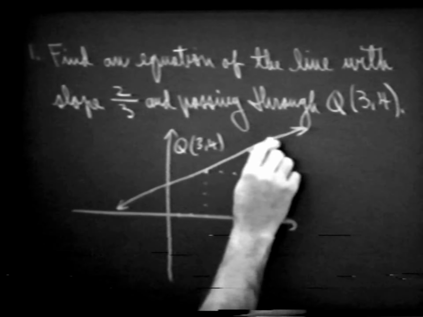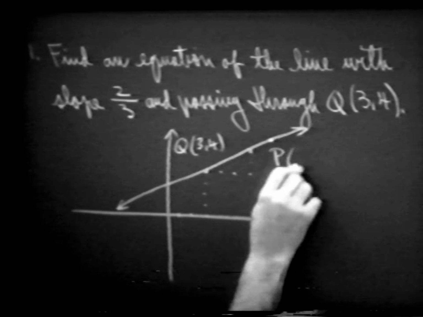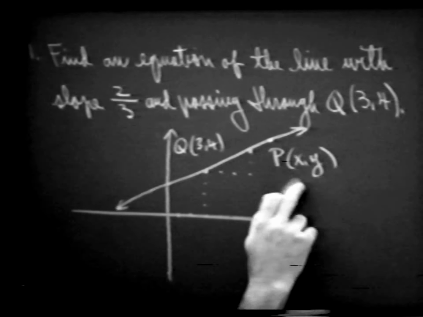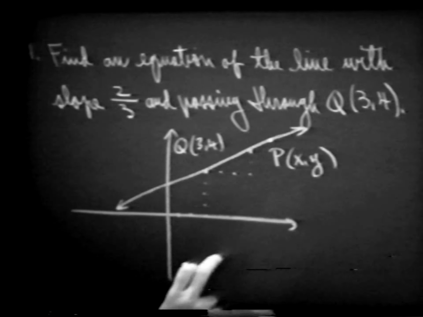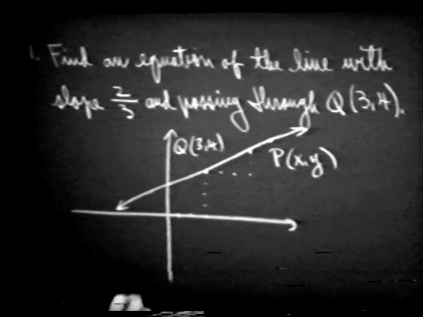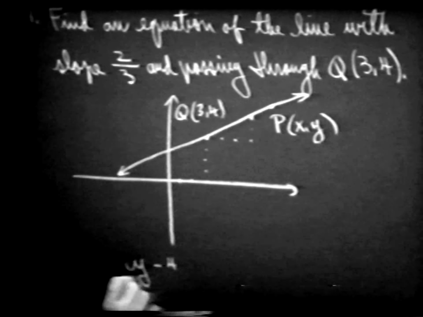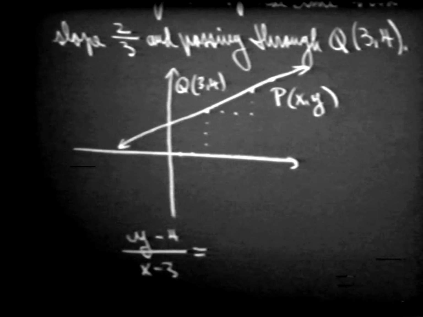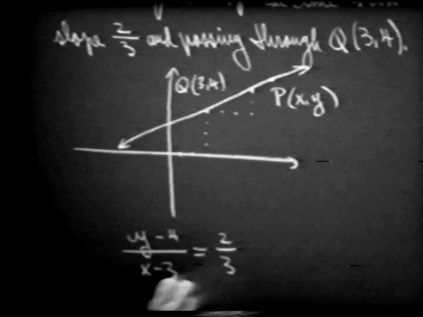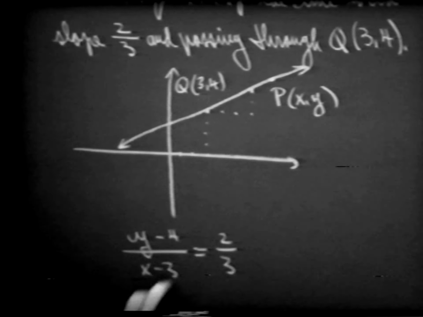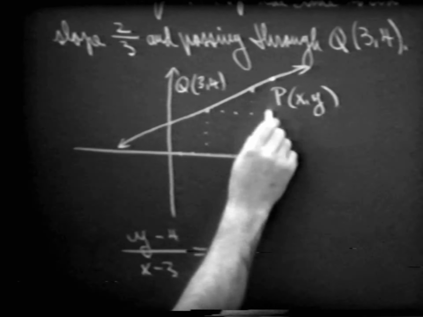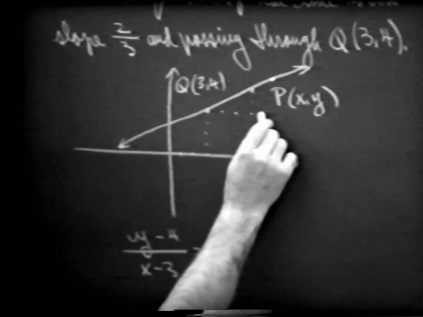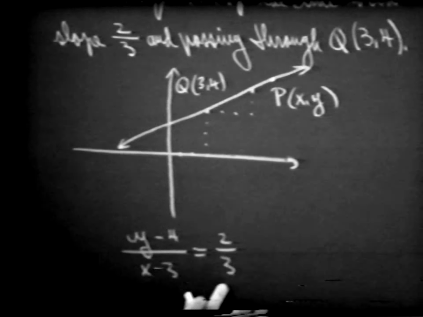Now let's take any other point on that line, and let's call the coordinates x, y. And knowing what we do thus far, we have then y minus 4 divided by x minus 3 must be equal to what number? Is equal to 2/3. Does everyone agree that we have here the slope, which is the change of the y coordinates divided by the change of the x coordinates, and that then must be equal to 2/3.